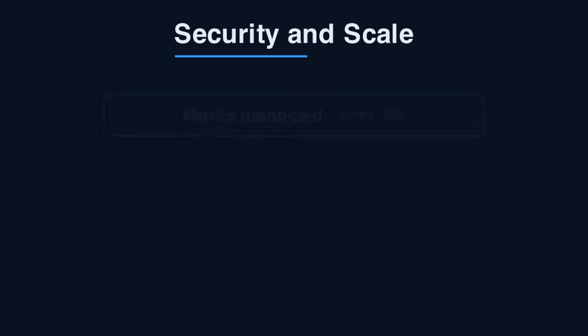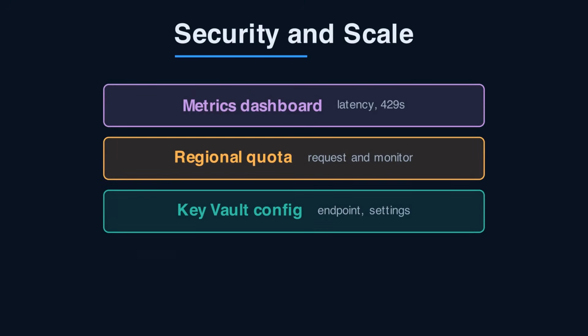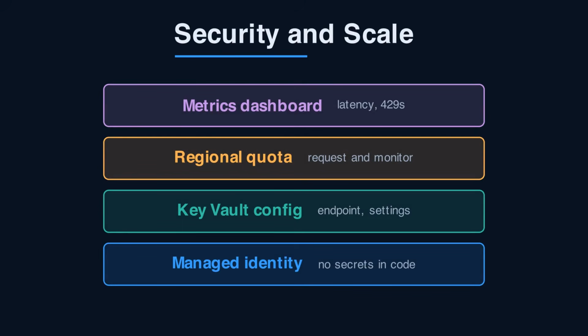Two final pieces lock this down. For identity, prefer a managed identity over API keys so there are no secrets in your config, and keep any remaining configuration in Key Vault. For scale, remember DALL-E 3 has regional availability and per deployment quota that you must request and monitor. Don't assume your region has capacity. Check the model availability table and your quota in the Azure portal.